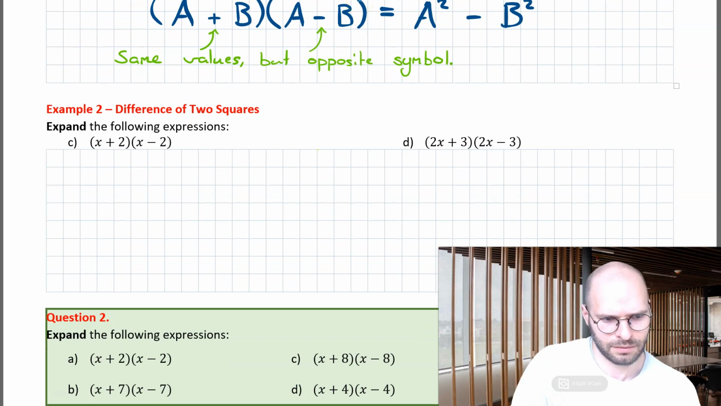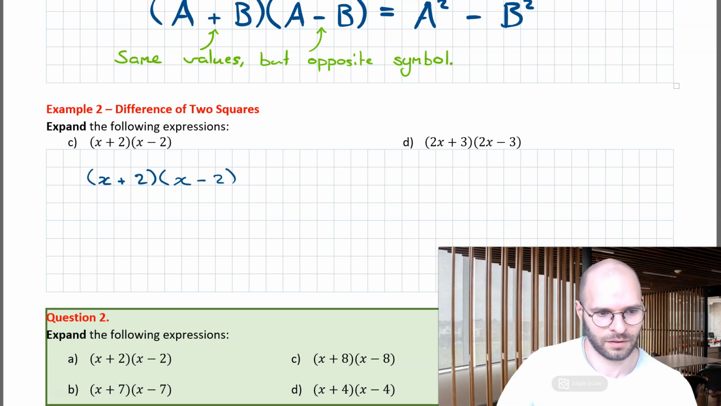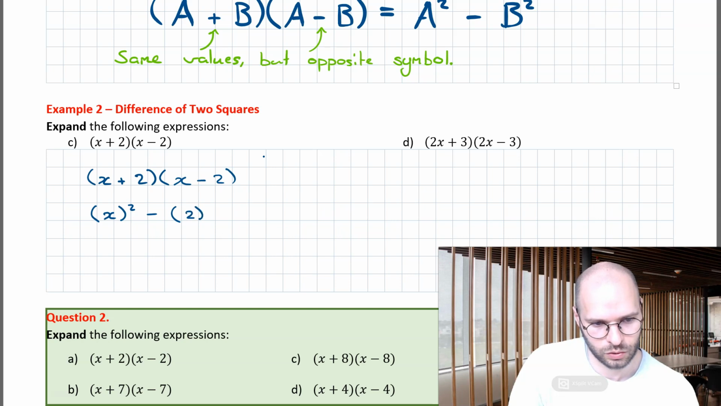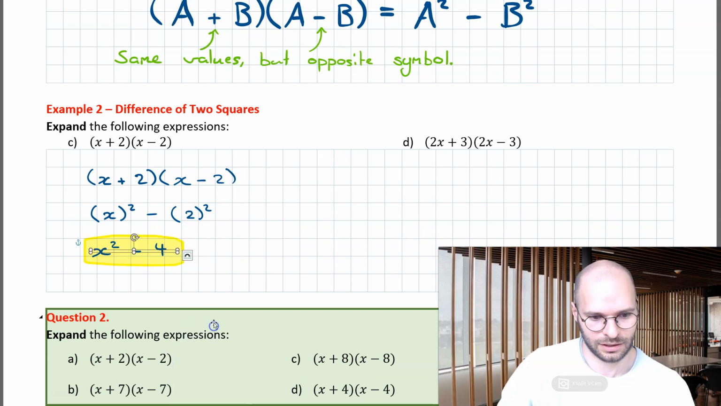First example, we have expand the following expressions, x plus 2 multiplied by x take 2. Expanding this out, I identify my a as x and my b as 2. I notice that there are opposite symbols, so this is DOTS, or difference of two squares. Expanding this out, I simply square the a, then subtract the square of the b, which in this case is 2. Finishing this off, it's x squared, take 4. So there we go. Shorthand expansion of DOTS.